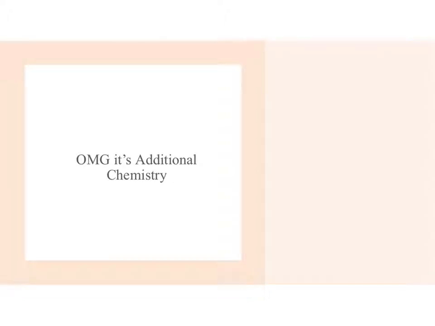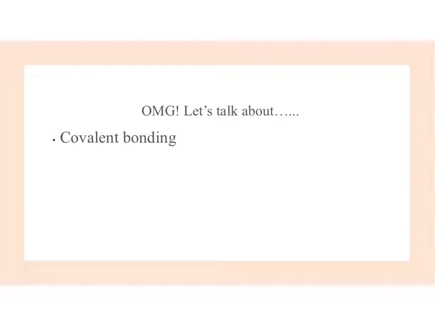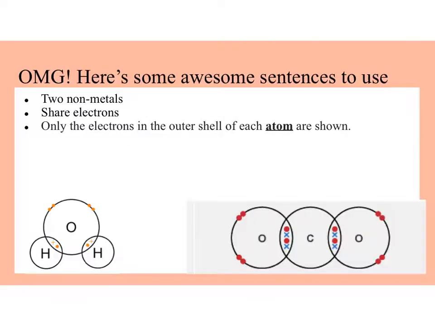Right, so again, it's additional core chemistry, and today the topic is covalent bonding. So some awesome sentences that you need to be able to use. Covalent bonding is when two non-metals, so we're talking about group 6 and 7 mainly, might get a bit of group 5, never going to be group 8 or 0 because they've got a full outer shell, and they share electrons. Normally when we draw this, only the electrons in the outer shell of each atom are shown.